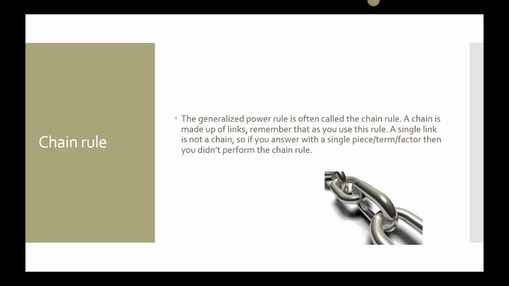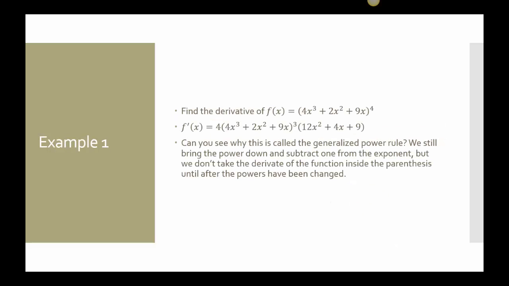A chain is made up of links. So I put a picture in there to make you think about it. So remember that when you use this rule. A single link is not a chain. So if you answer with a single piece, term, factor, or whatever, then you didn't perform the chain rule. When you perform the chain rule, you should have multiple pieces when you take the derivative. So let's take some examples to really help see what that looks like.